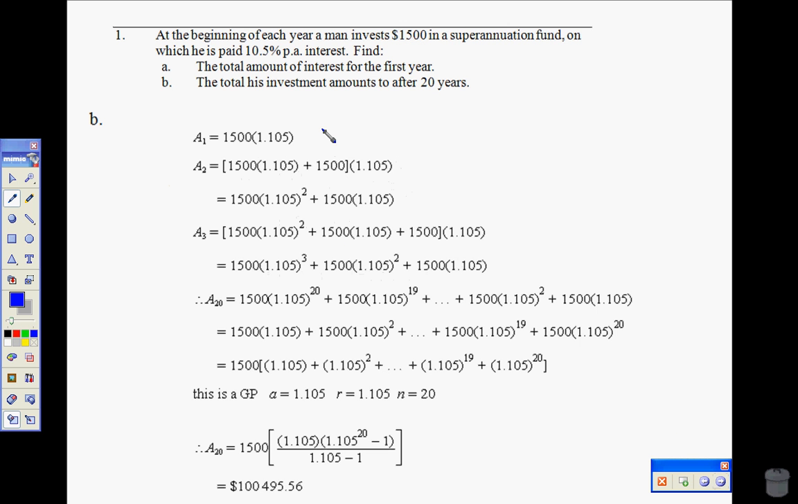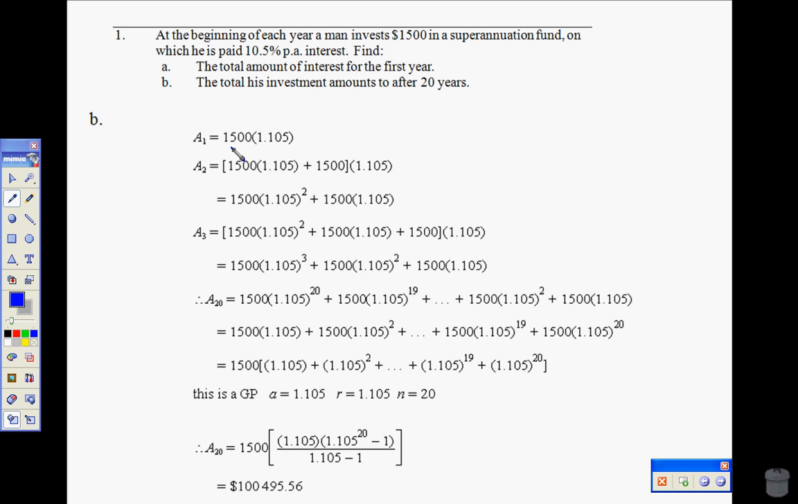Now, what about if he wants to do that every year for 20 years? So let's have a look and set up a pattern. So the first amount would be 1,500, and it's 1.105. So that's the 10.5%. 1 plus the 10.5% as we had in the previous part comes to 1.105. So that's the amount he earns after 1 year. That was part A, the same calculation.